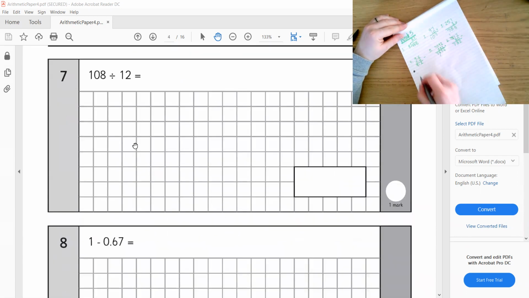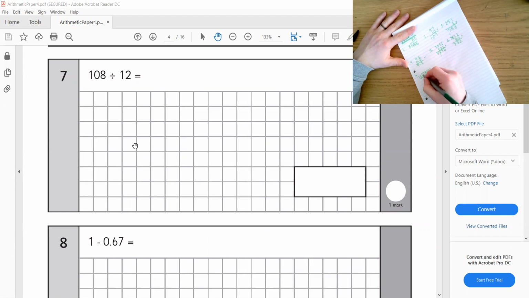Question number 7 then. So 108 divided by 12. Well, all I need is a 12 times table for this, don't I? What times 12 is 108? Sorry, yes, what times 12 is 108? So I could set it out like this. And then what you'd probably end up doing is you'd end up with 108 again.